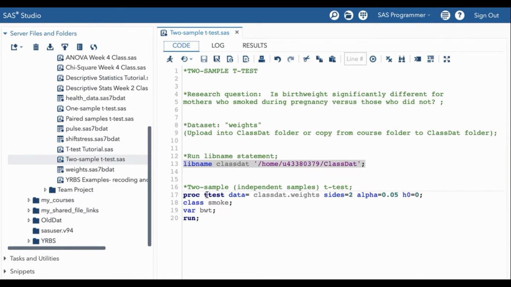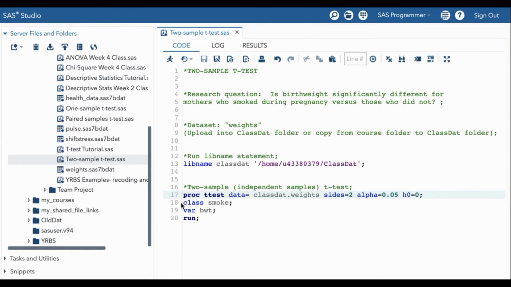And that code is proc ttest, data equals classdat.weights, that's the folder our data is in, dot weights, that's the name of our data set, sides equals 2, because we have a non-directional alternative hypothesis. The alpha that we set is 0.05. Our null hypothesis is that there is zero difference between the two groups, specifically no difference in mean birth weight between mothers who smoked and those who didn't.